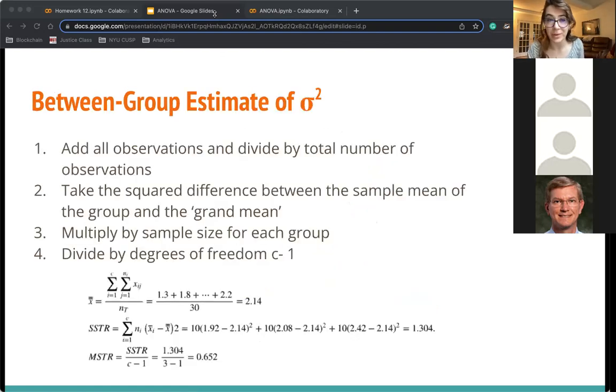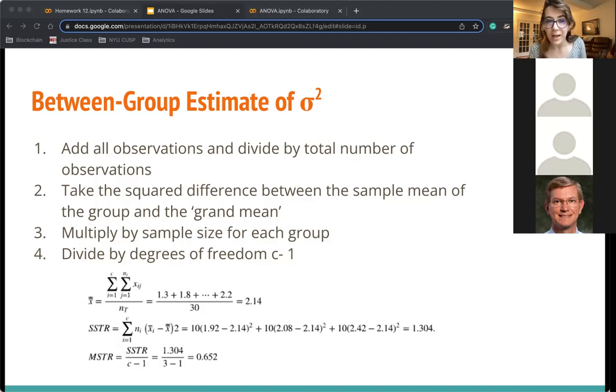So let's talk through how we would calculate this, where first we would define this between group estimate of the variance. And how we actually do this is all outlined in the textbook, and I'm just walking through it now step by step, where below you see some of those steps in mathematical terms. First, we add all observations and divide by the total number of observations. Next, we take the square difference between the sample mean of the group and the grand mean, which is the total mean. And we'll walk through this further.